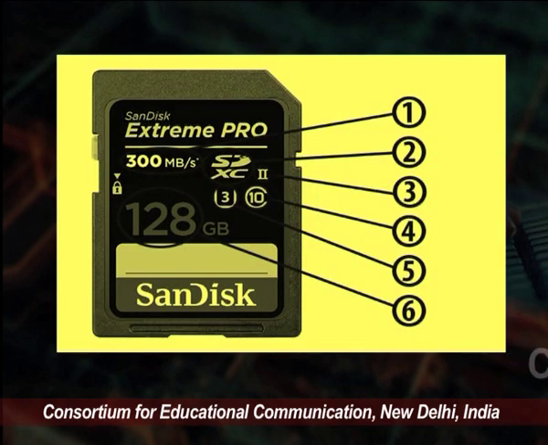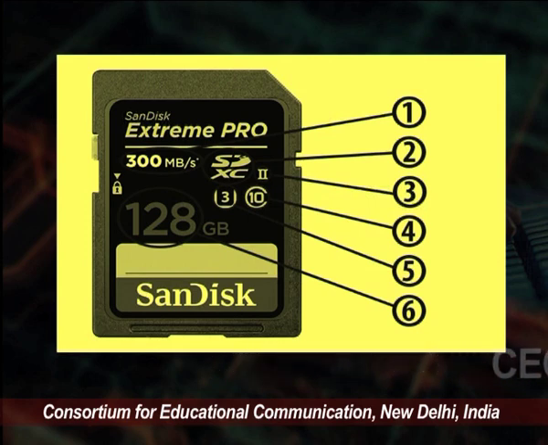Now you see on the screen, this is one of the memory cards, and you are seeing there are many signs on the memory card. So what it represents here is that we have the Extreme Pro 300 megabytes and all that. These we will discuss one by one. This is one type of SanDisk memory card.